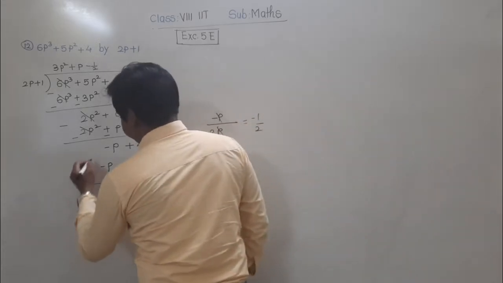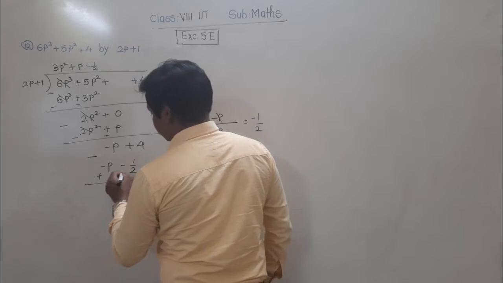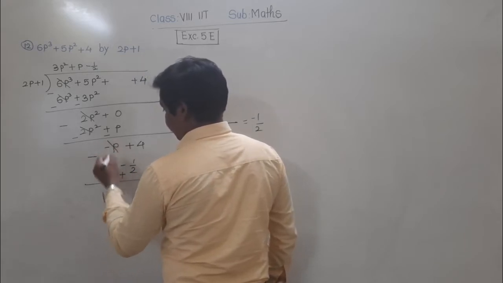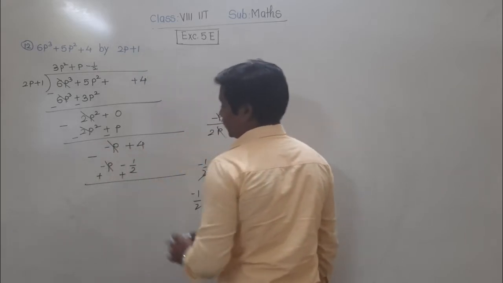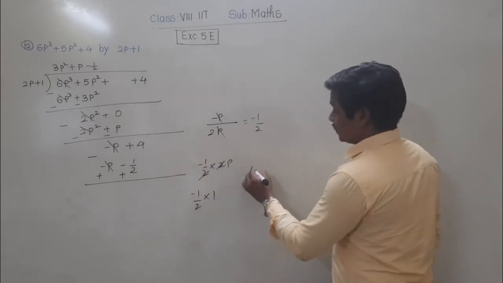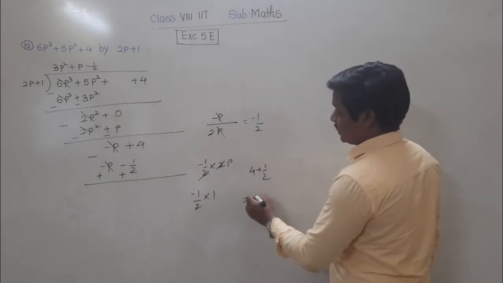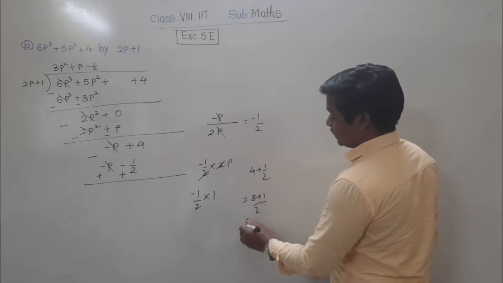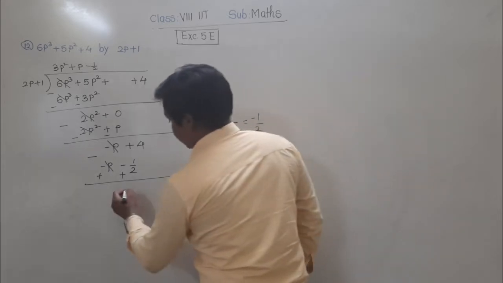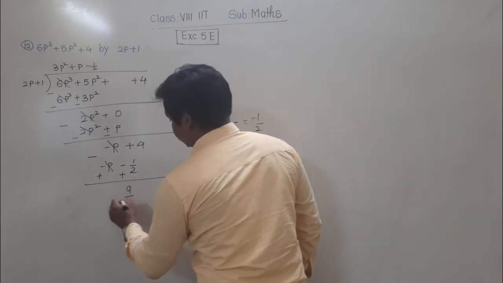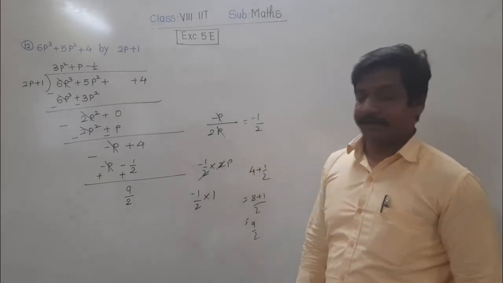Now subtract this. This will become plus, this will also become plus. Minus p plus p cancel, 4 plus 1 by 2. What will you get? 4 plus 1 by 2, that is 8 plus 1 upon 2, that is 9 upon 2. This is your remainder.